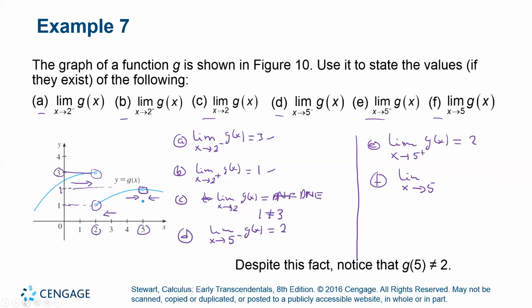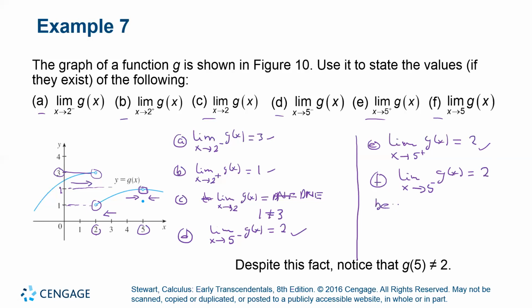Okay, now what can you say? Because look at it, the two are the same. The left-hand limit is equal to 2. The right-hand limit is also equal to 2. So the limit as x approaches 5 is 2.